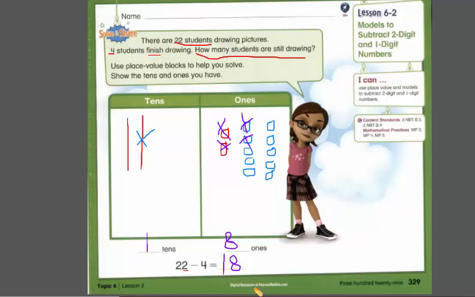When you get the answer after equals, we call it difference. For any subtraction equation, we call it difference. Okay? So today, you can regroup 1 ten, make it 10 ones to help you to subtract. One more time, turn the page.